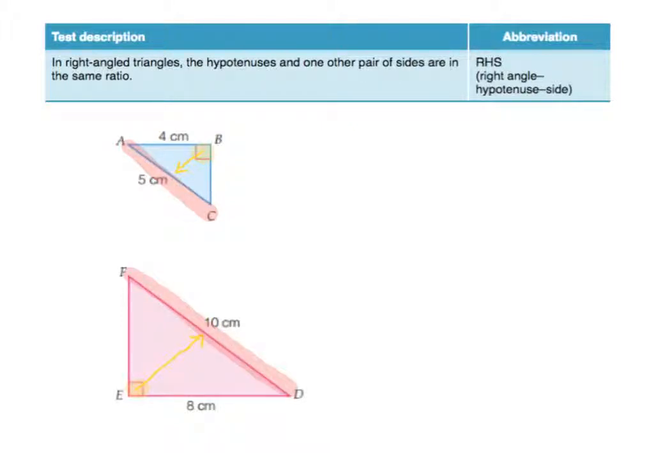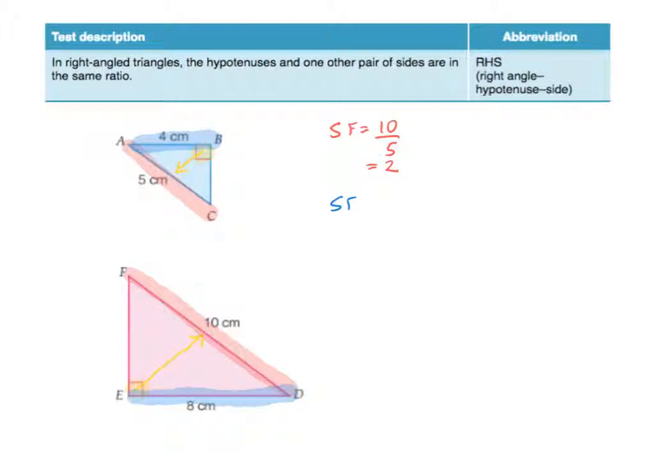And I can calculate the scale factor on that. So scale factor is going to equal 10 divided by 5, which equals 2. So now that I know I've got a hypotenuse with a scale factor of 2, I need to check the scale factor of one other set of corresponding sides on my triangle. The other set of corresponding sides is AB and ED. So I need to use those two sides to calculate the scale factor to see whether it's the same as my hypotenuse scale factor, which in this example is 2.